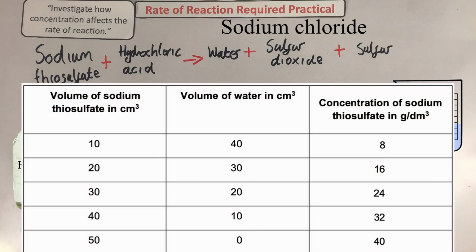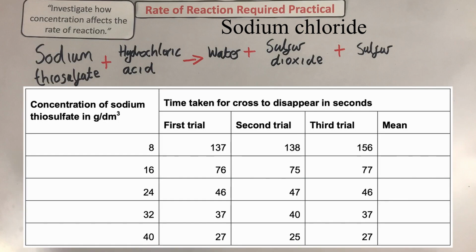You repeat with the other concentrations of sodium thiosulfate. You then repeat each concentration 2 more times, so you have 3 repeats. This allows you to calculate a mean.